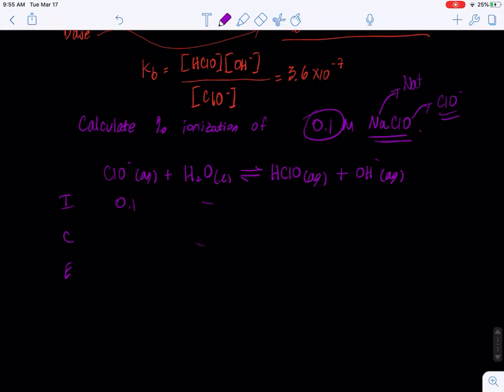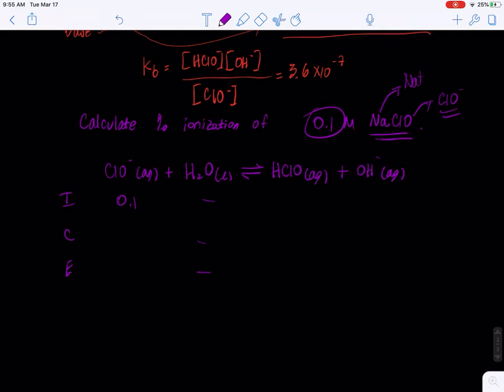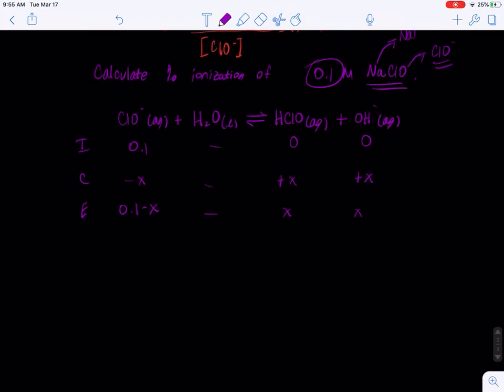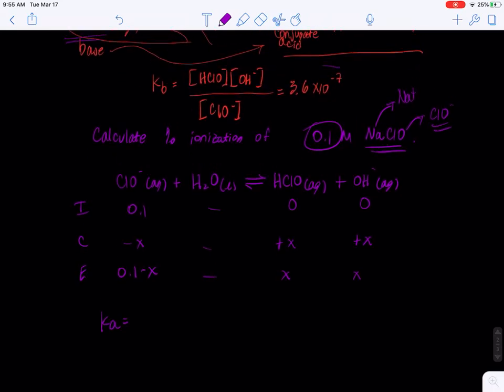It doesn't matter what water is because that's a liquid. It does not enter into the equilibrium expression. None of these others, okay? We ionize slightly to produce some of these ions over here on the right side of the chemical equation. So we have 0.1 minus x, x, and x. And what we want to do is plug this into the equilibrium expression, right? Products over reactants.